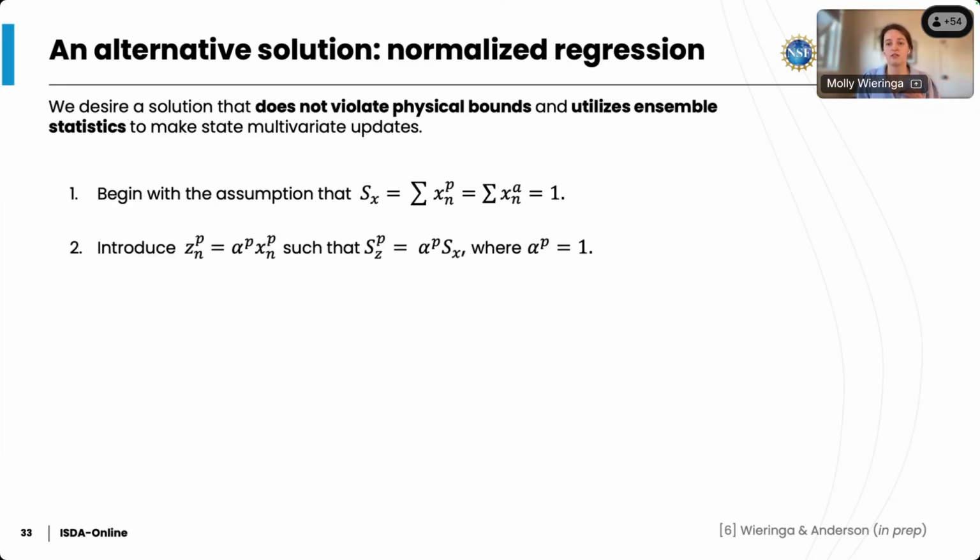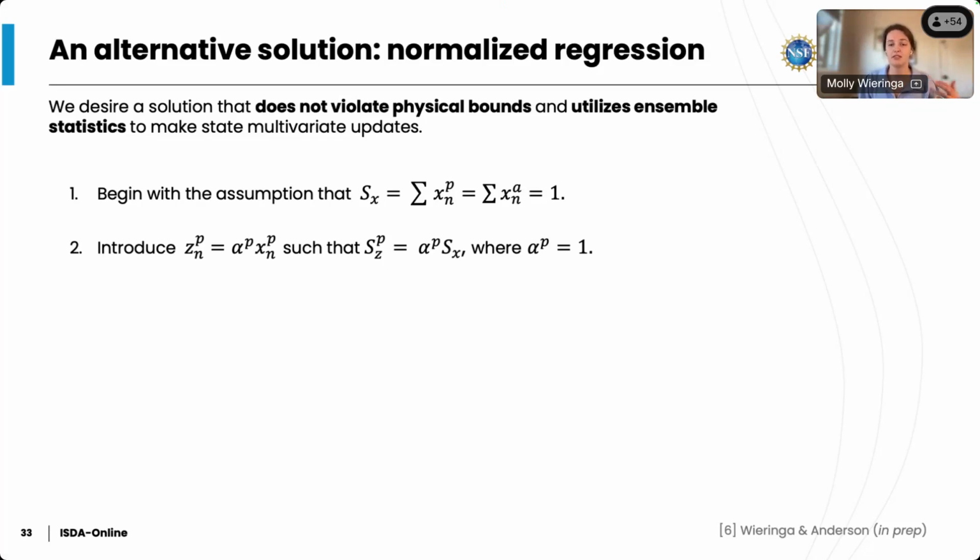Secondly, we're going to introduce the use of a placeholder variable z, which represents a relative fractional amount between 0 and 1, and is defined such that the sum of x's and the sum of z's across the subcategories are related by some scalar alpha. When we start in the prior, physically, the sum of z's and the sum of x's is going to be 1, so the alpha in the prior is also going to be 1.